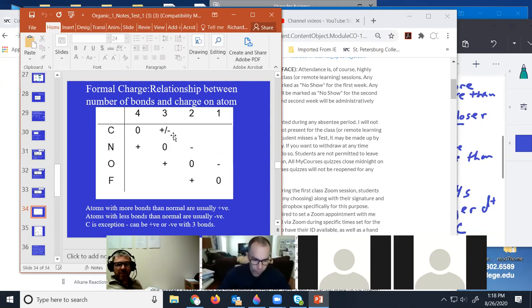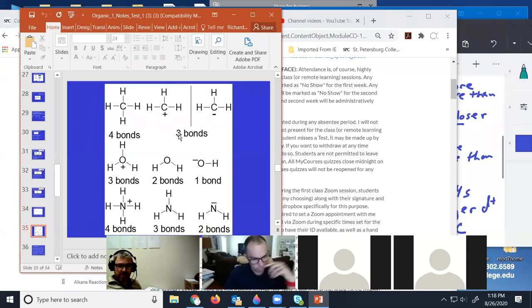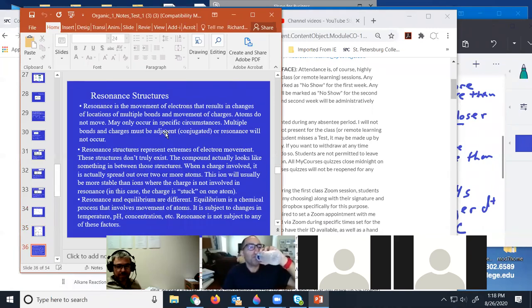Now carbon's kind of funny, it can be plus or minus, depending on if it's got an electron pair on it or not, but I don't really want to go into that either. Again, it's just a helpful observation, we'll say. I've got some examples of that here in the next slide.